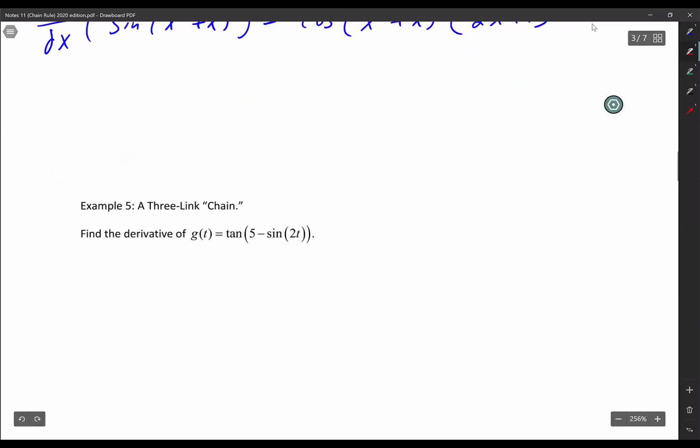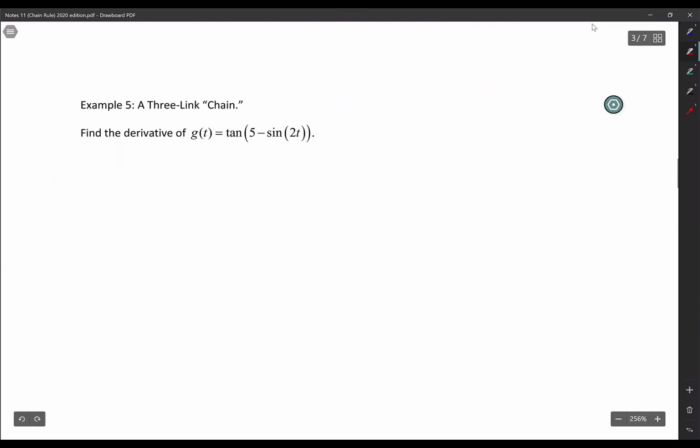Look at this one. This one's a triple link chain because there are several insides. So this one has, look, there's a 2t inside that sine in there. So you have an inside with an inside, like an M&M. So you always work your way from the outside toward the end. So g prime of t, here we go, is the derivative of the outside. What's the derivative of secant?